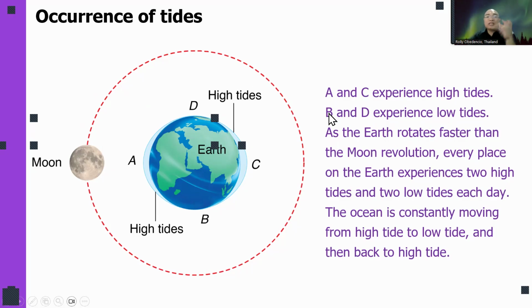As the earth rotates, this one rotates faster than the moon revolution, every place on the earth, just like in Thailand, experiences two high tides and two low tides each day. So the ocean is constantly moving from high tide to low tide and then back to high tide again.